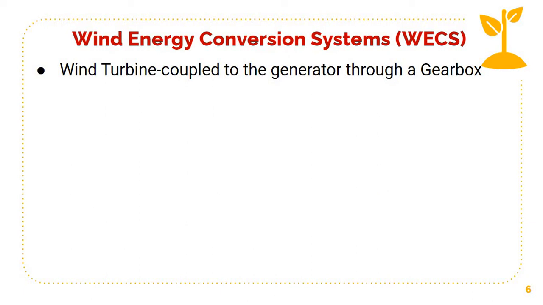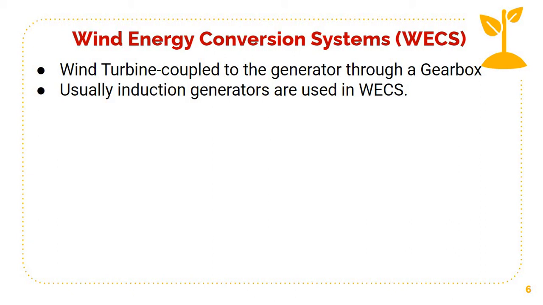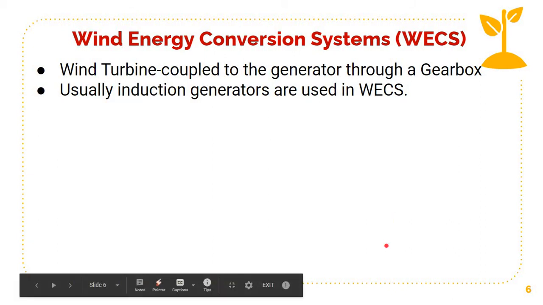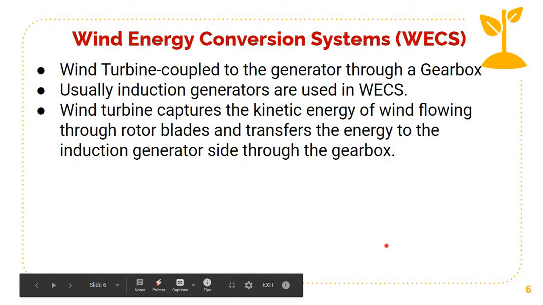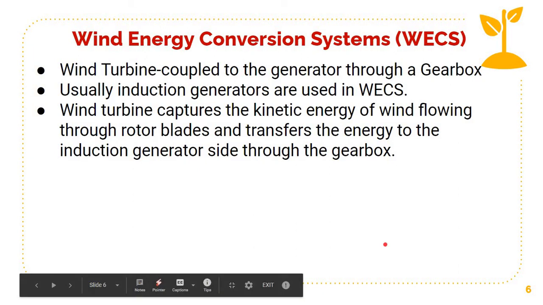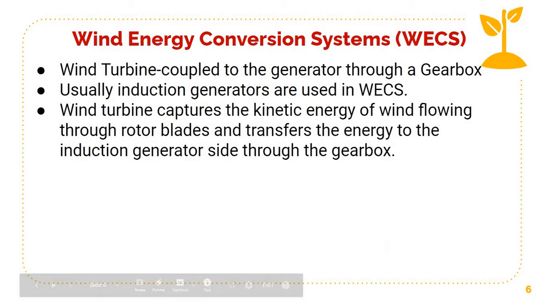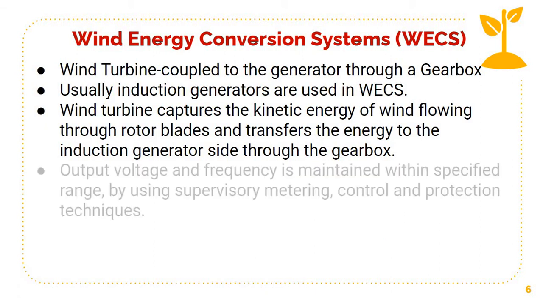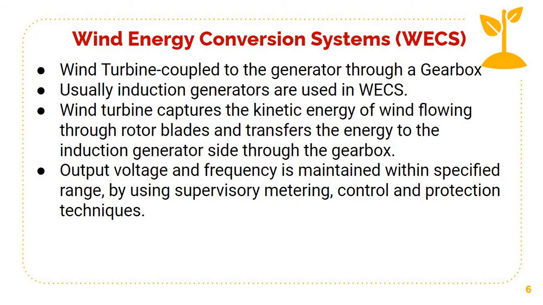The wind turbine is coupled to the generator through a gearbox. Why we need a gearbox, we will see later. Usually induction generators are used in wind energy conversion systems, which produce 3-phase AC. The wind turbine captures the kinetic energy of wind flowing through the rotor blades and transfers the energy to the induction generator side through the gearbox. The output voltage and frequency is maintained within specified ranges by using supervisory metering, control and protection techniques.